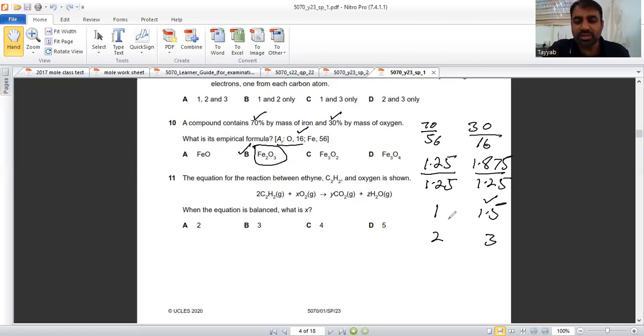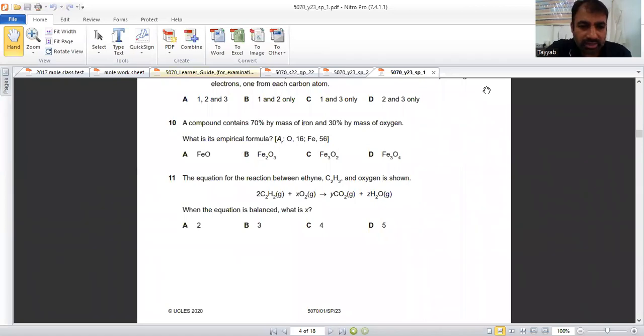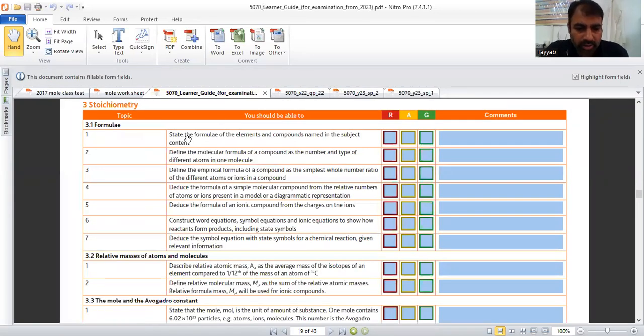In this very specific example, it is shown to you. Okay, if we see the learner guide again, our revision checklist. In the revision checklist, the next point is that the student should know how to define the empirical formula. Yes, the formula which shows the simplest whole number ratio between the atoms of a compound. Deduce the formula of a simple molecular compound from the relative number of atoms or ions present in a model or diagrammatic representation. Okay, for this, they will give you suitable information.